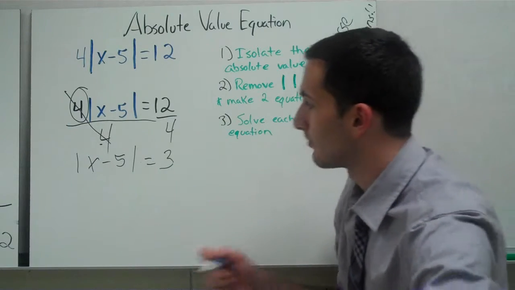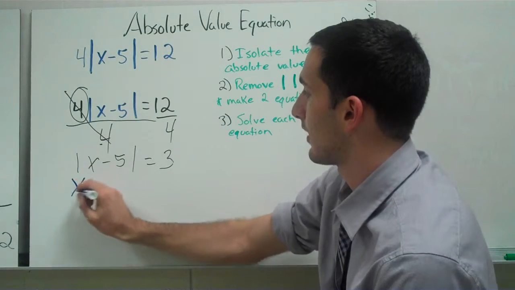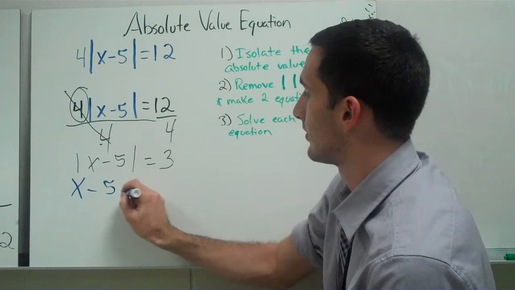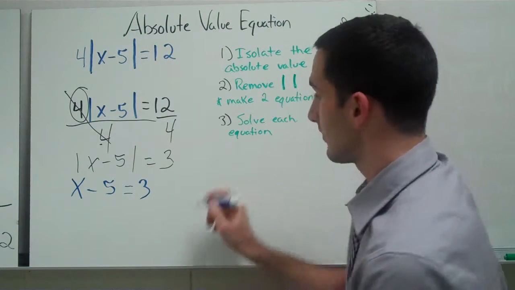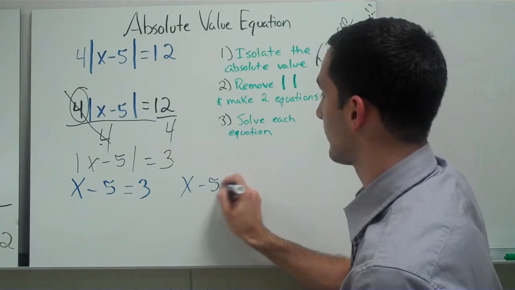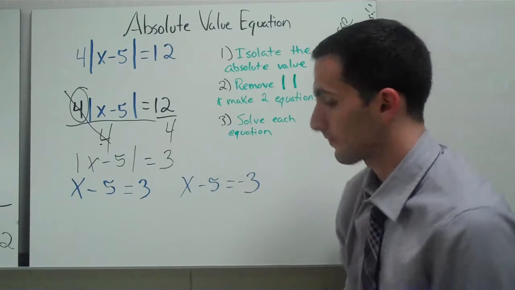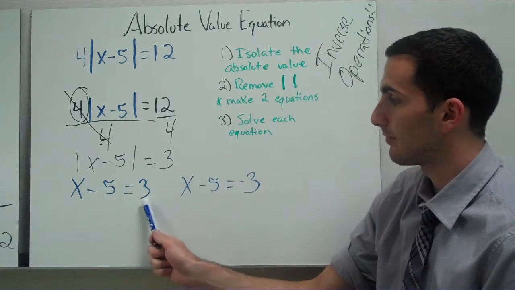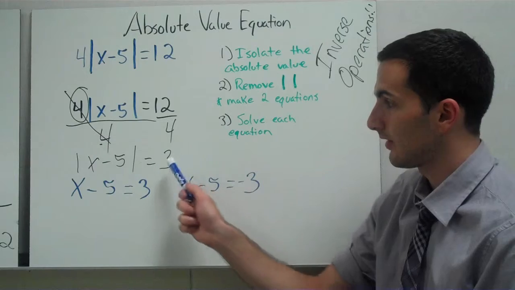Just like the absolute value of x before was 2 or -2, this will be 3 or -3. So the next step in this problem looks like this. No more absolute value bars. I get x minus 5 equals 3 and x minus 5 equals -3. Okay, so notice I have the positive and negative version of that answer.